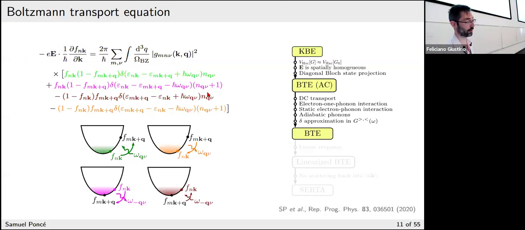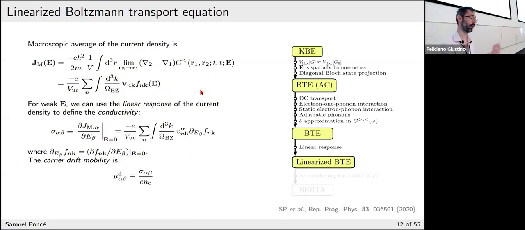So once we have the Boltzmann transport equation, what can we do? Well, we can go back to what we want to compute. So we want to compute the current density, but we want to have the macroscopic average of that current density. And so I'm back to my original equation, but now we can do the block projection and all the steps that we have done. And so this lesser Green's function reduces, under all these approximations, to this occupation function that is field dependent. And also the gradient will give you the electron velocity, the velocity of your Bloch state.